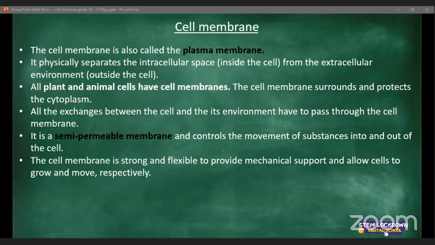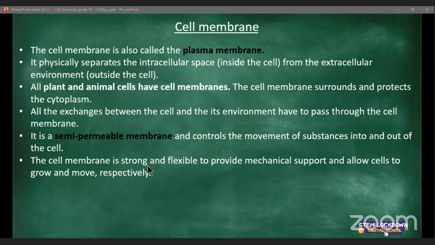Miss P, we are doing cells, and we are talking about the cell membrane, so the cell structure and functions of cell organelles. Mila says it allows certain substances to pass through. So semi-permeable membrane means that it allows certain types of substances to pass through. Not all can pass through.